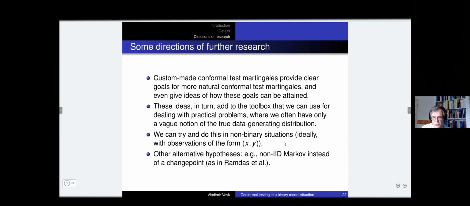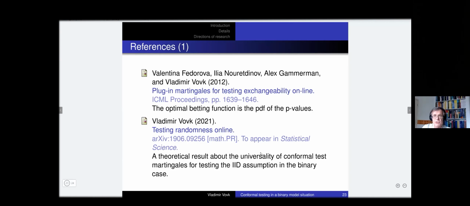So these are directions of further research that I think are useful. Of course, we want natural conformal test martingales, and you can get lots of ideas from the form of these optimal ones. Then we should try to do something similar in the non-binary situation, ideally for observations which are pairs, x, y. And we can consider other alternative hypotheses, like Markov instead of a change point.